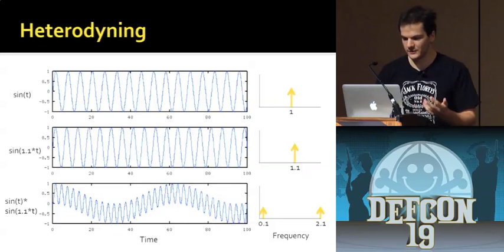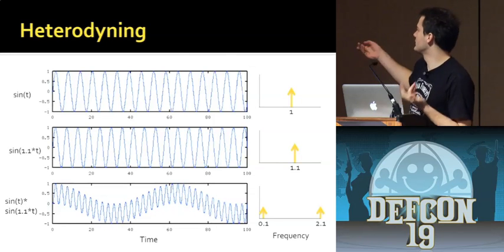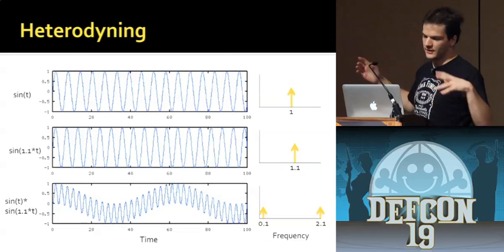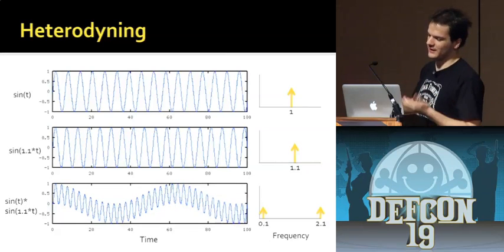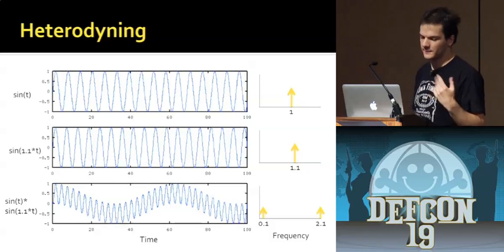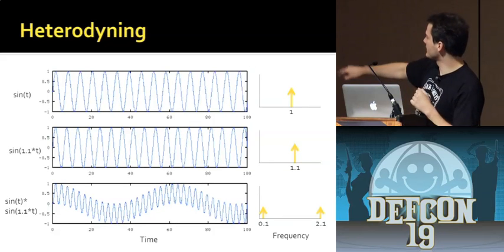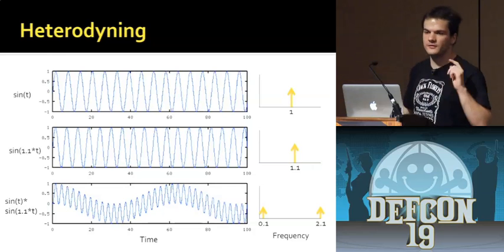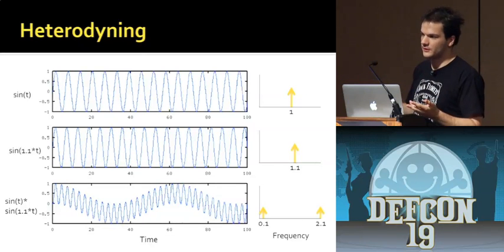So as a visual example of this, if we take two functions, which I just got in Octave, we have sine of t and sine of 1.1 times t. So that's something that's like 10% faster in frequency. If you multiply those, you get something like this. What you can see here is the sum of two signals. One of them is a fast-moving signal, and the other one's a slow-moving signal.